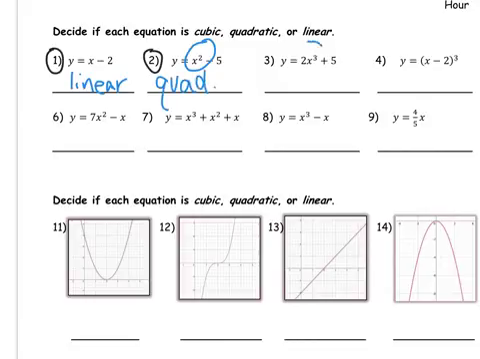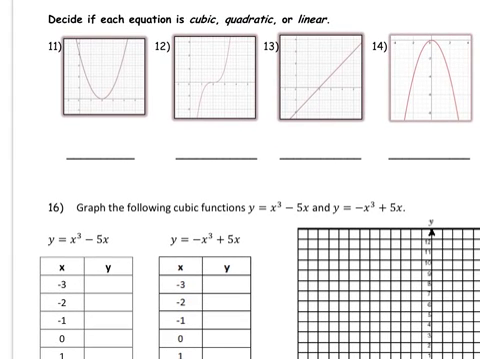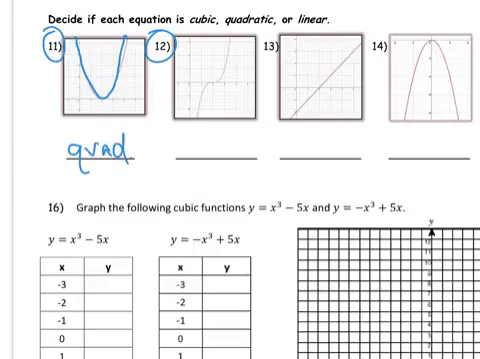Let's just take a peek at number 3. The variable here has an exponent of 3, that's the highest term in the equation, so this one is a cubic graph. Alright, let's go down to 11 and 12. You can tell that 11 looks like a parabola. A parabola-shaped graph is a quadratic graph. And in number 12, the graph is coming up. It bends and then continues to go up. That's a characteristic of our cubic functions. So this is a cubic graph.